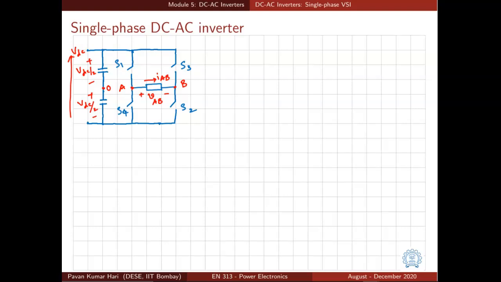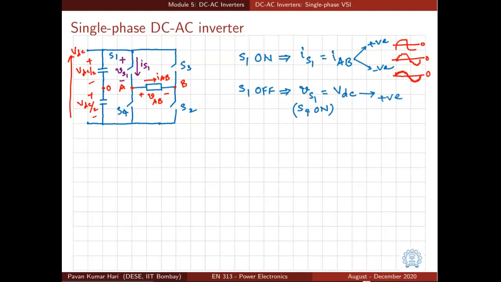in practice? For that, as we have done in the case of DC to DC converters, we need to look at the voltage blocking capability and the current carrying capability required for each switch. Let us take a look at the same. When S1 is on, what is the current flowing through S1? IS1 is equal to IAB, and IAB is the load current.